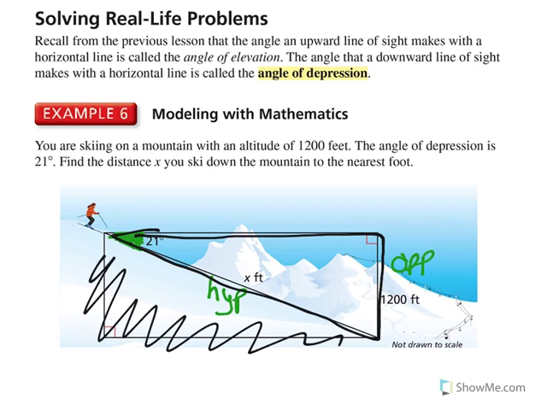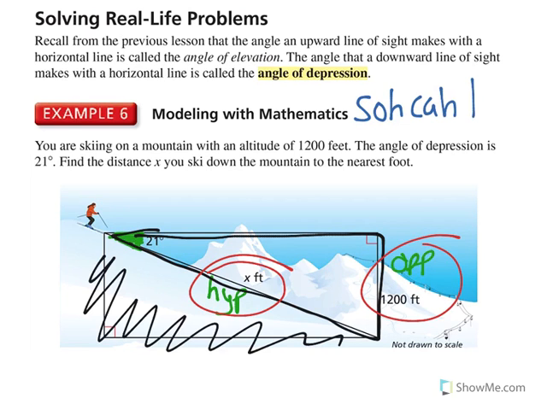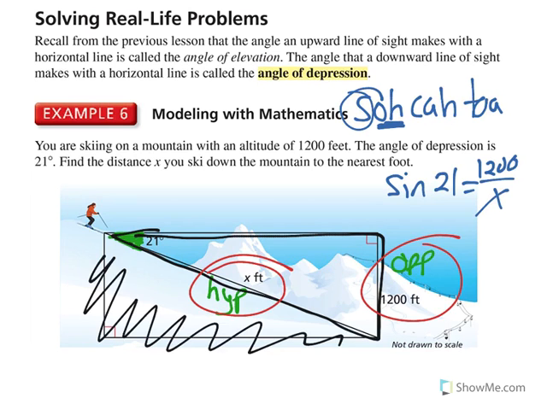Like I said before, you're going to use whatever one you're trying to find. So I'm going to use my x, the hypotenuse, and the value I know, 1,200. This is opposite and hypotenuse. The function that uses opposite and hypotenuse, if you think about SOHCAHTOA, SOH, this OH here is opposite and hypotenuse, so that leaves me with my sine function. So we're going to take the sine of 21 equals opposite over hypotenuse, so 1,200 over x.